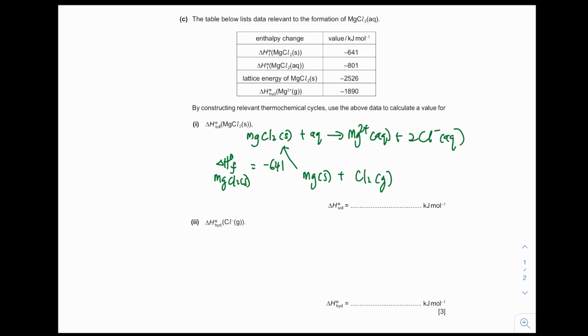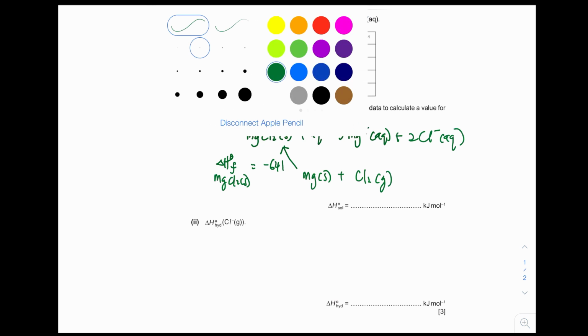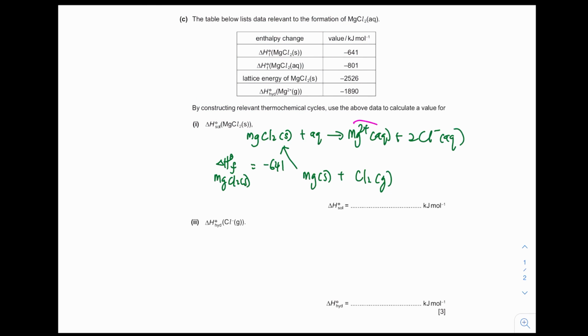So if you look at this side, these two added together actually equal MgCl2 aqueous. So I can safely say that from here to here, this is actually the formation of magnesium chloride in the aqueous state. Therefore, this value is negative 801.